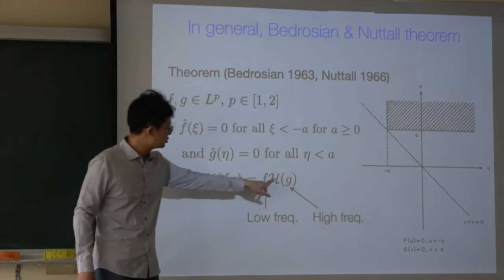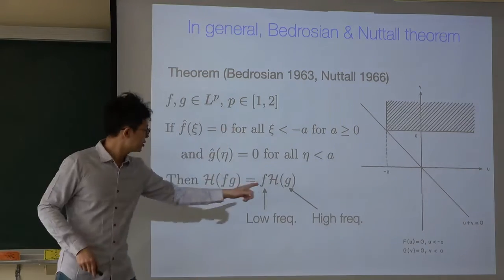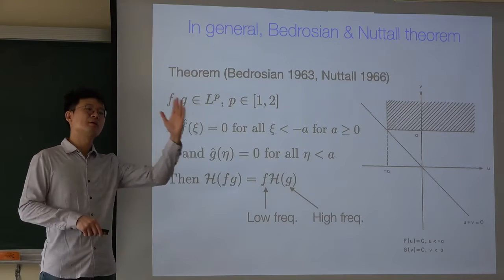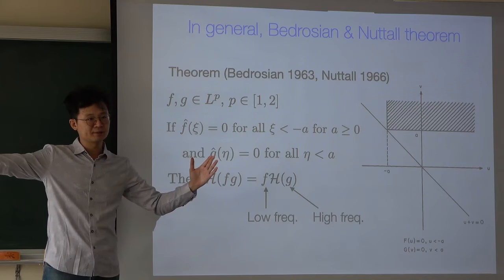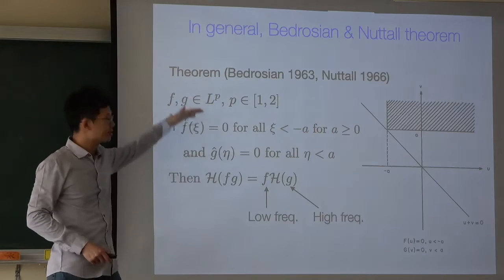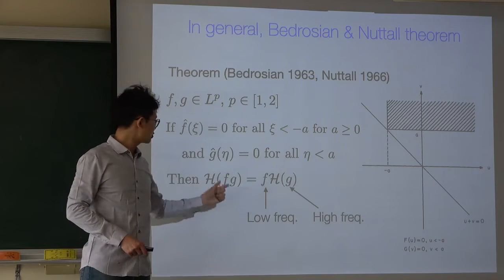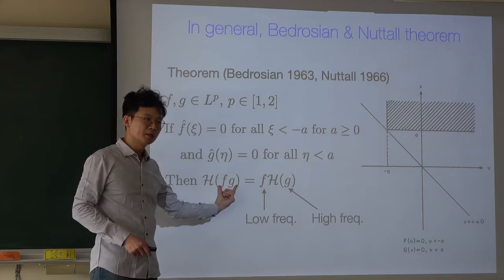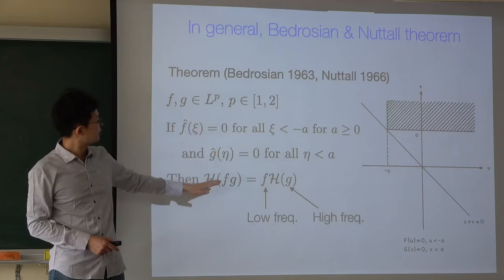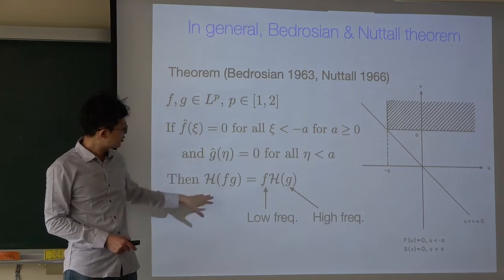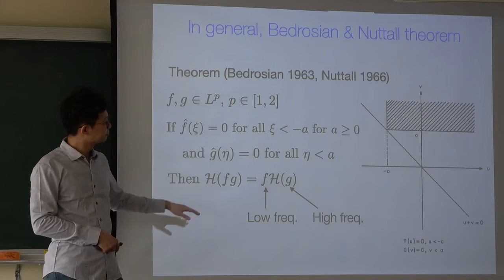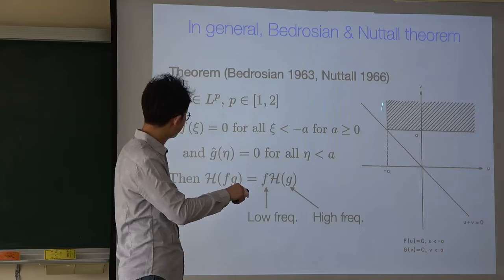So what you can see is that g has high frequency content, and f has low and probably high frequency content. Okay, and if this is the situation, if this is satisfied, then the Hilbert transform of f times g will be f times the Hilbert transform of g. And this looks like a very simple formula, but it turns out to have dramatic consequences. And that is the plot of how this is related.